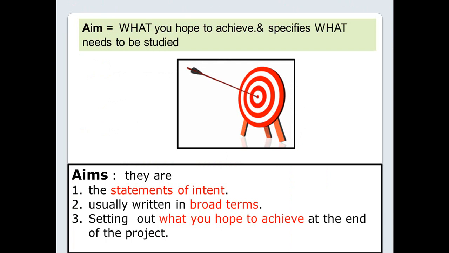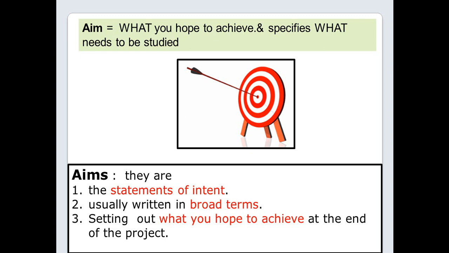We note the aim. What's the aim? The aim is what you hope to achieve from this study, and it specifies what needs to be studied. So what you hope to achieve and what needs to be studied is the aim. The aim is the statement of intent, and is usually written in broad terms. So it is not specific, it is broad, setting out what you hope to achieve at the end of the project. What's your aim? What you want to achieve?